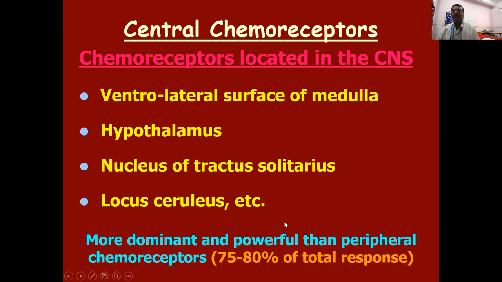Next, central chemoreceptor. The chemoreceptor is located in the central nervous system as follows: ventral lateral surface of the medulla, hypothalamus, nucleus of tractus solitarius, locus ceruleus, etc. The central chemoreceptor is more dominant and powerful than the peripheral chemoreceptor. In percentage terms, it will be around 75 to 80% of the total responses.